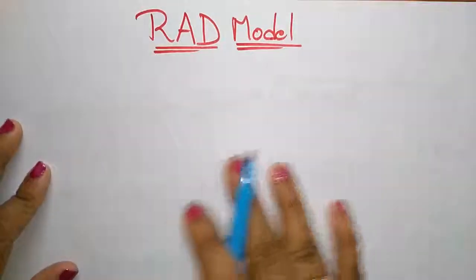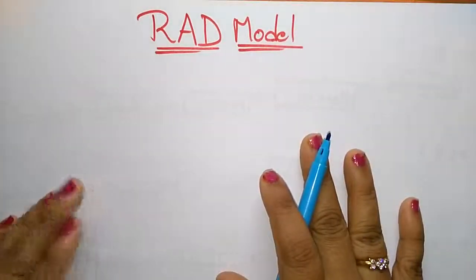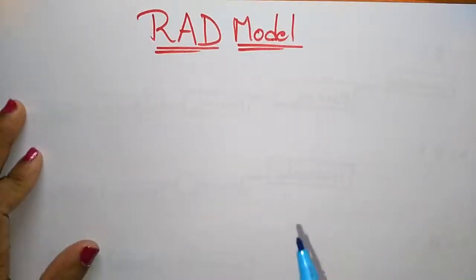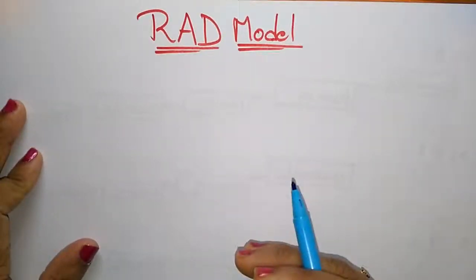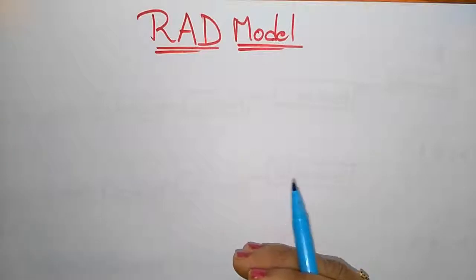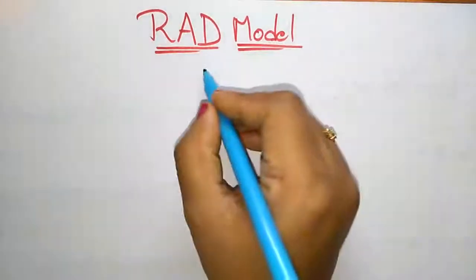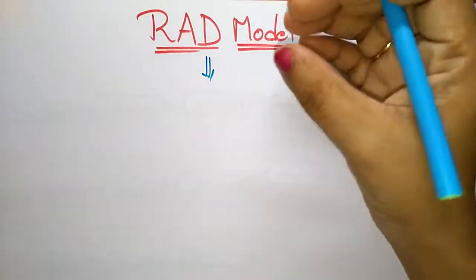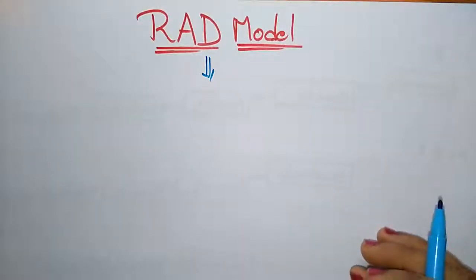Actually this RAD is an incremental model. We also call it an extension of the incremental model. It is an incremental model that emphasizes an extremely short development cycle. So whenever we are dealing with a short development cycle, it's better to go for the RAD model rather than going for the incremental model.